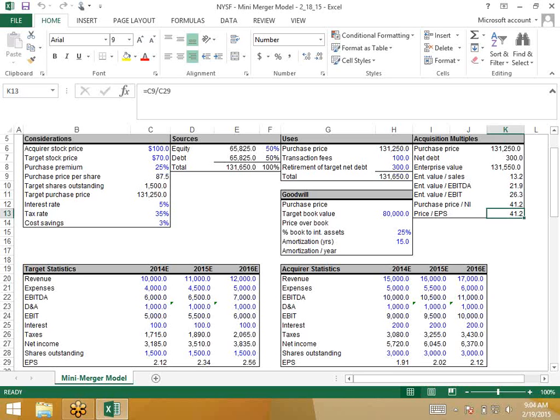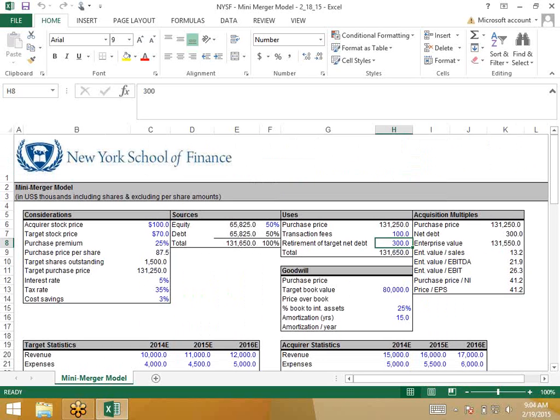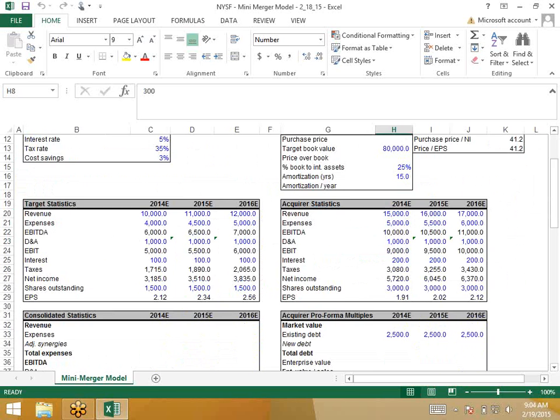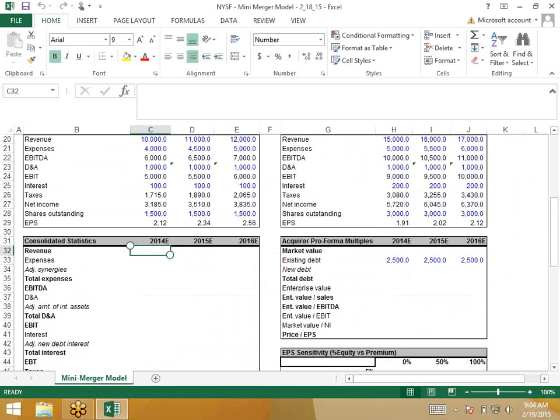You need balance sheet, retirement target net debt. You need balance sheet book value to get goodwill. We didn't do that yet, but we'll do that soon. And that's pretty much it. With that, you can do the analysis. So I want to talk about doing the analysis and performing the analysis.